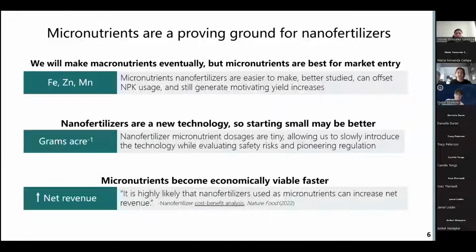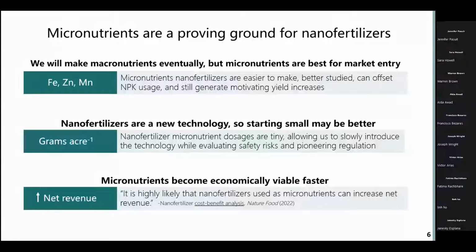And in terms of making these things commercially available, one thought that we have, and that the literature has, is that starting with micronutrients is a really great proving ground for nanofertilizers. That's because they're easier to make. They've been better studied. They can still offset NPK usage, which is driving a lot of these issues. And it's still thought they can generate important yield increases for farmer adoption.